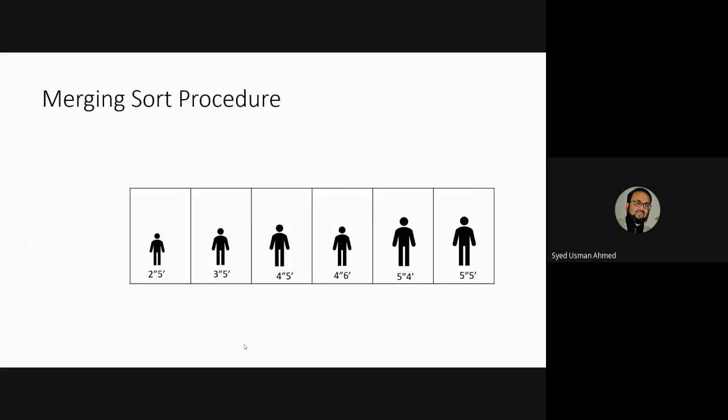And you can see that everyone in this combined list is sorted by height. The first one is 2 5, then 3 5, then 4 5, then 4 6, then 5 4, and then 5 5. In this way we get a sorted list from the two sorted lists; I created one single sorted list.